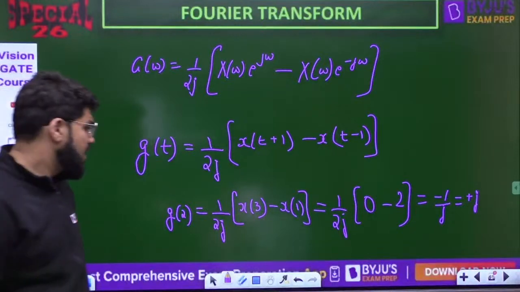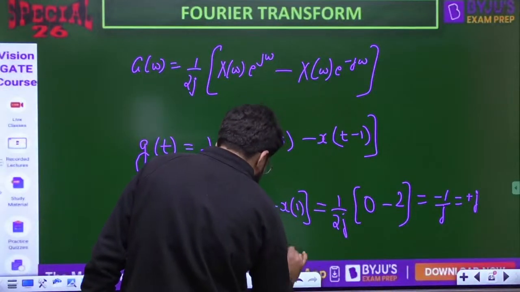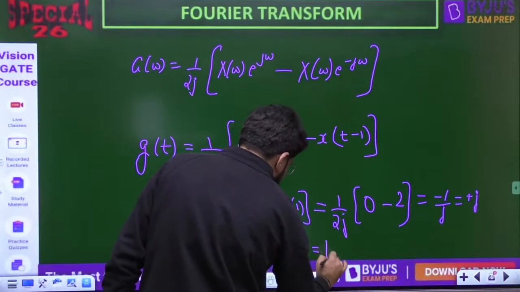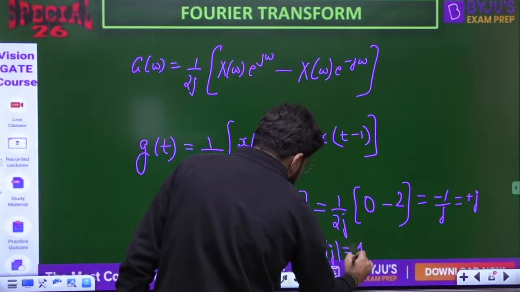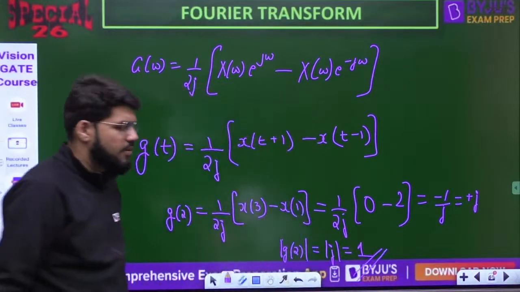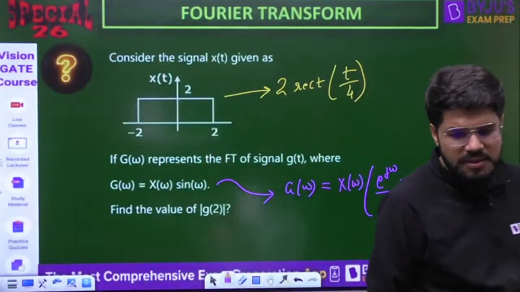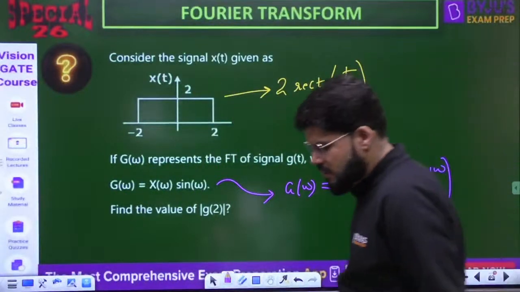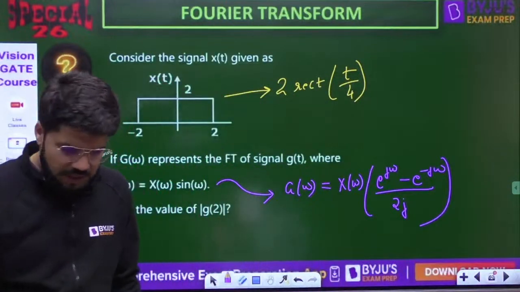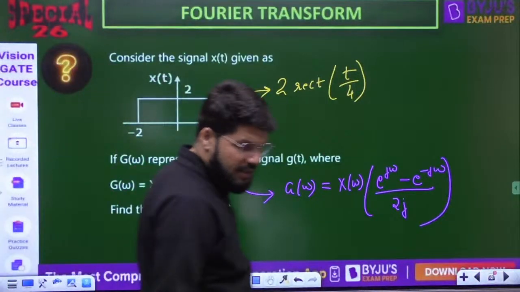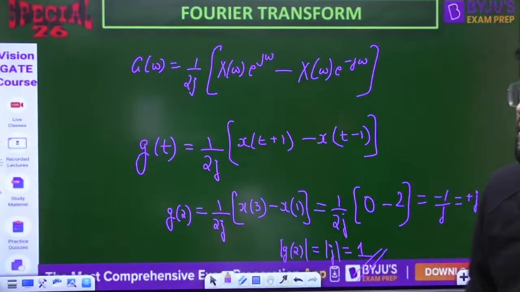Now they are asking what is the modulus of g2. What is the modulus of j? It is 1. Numerical answer type, answer is 1. Again, property based, decent question. Ready for the next question?